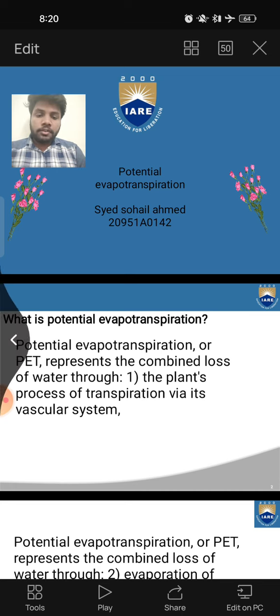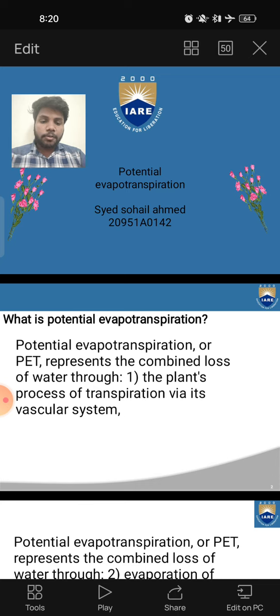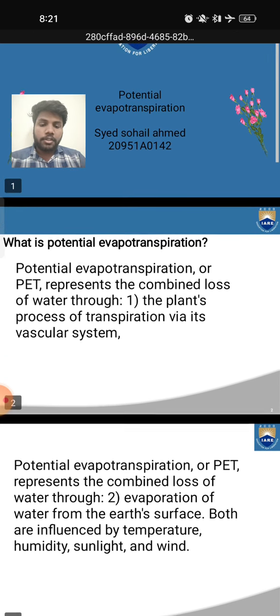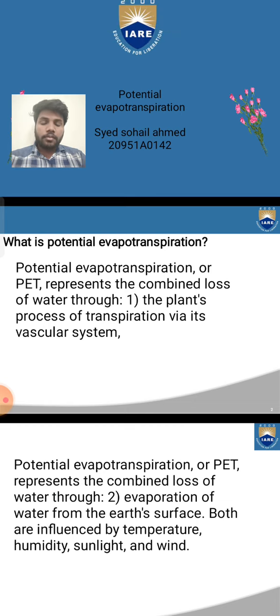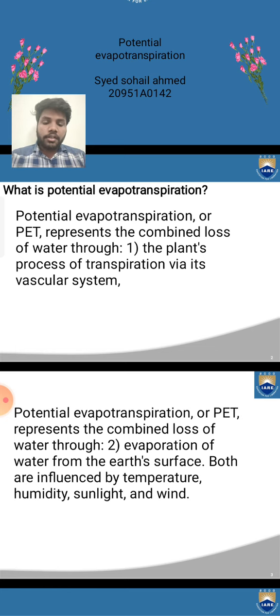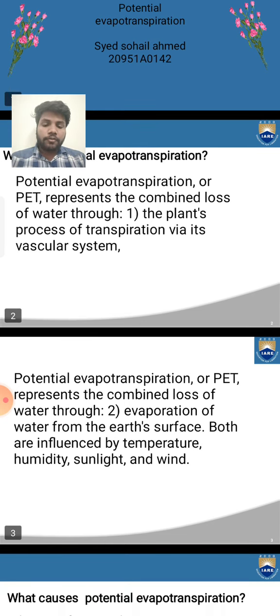So let's begin. First of all, let us know what is potential evapotranspiration. Potential evapotranspiration, or PET, represents the combined loss of water through the plant's process of transpiration via its vascular system. Evapotranspiration can also be defined as evaporation of water from the Earth's surface. Both are influenced by temperature, humidity, sunlight, and wind.